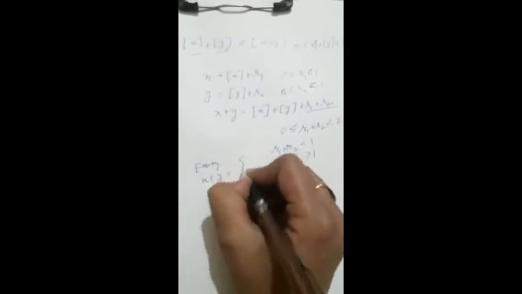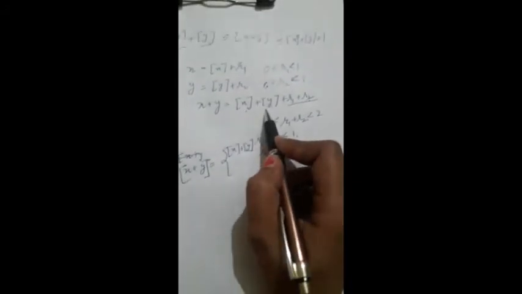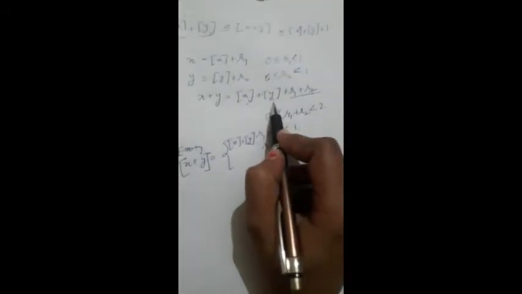Now the value of greatest integer of x plus y in the two conditions: when r1 plus r2 is less than 1, then greatest integer of x plus y is equal to greatest integer x plus greatest integer y. Because it is less than 1 and greater than or equal to 0, when the fractional part lies between 0 and 1, the greatest integer value is the integral part, that is, greatest integer x plus greatest integer y.